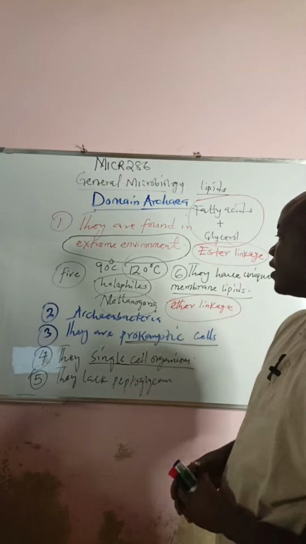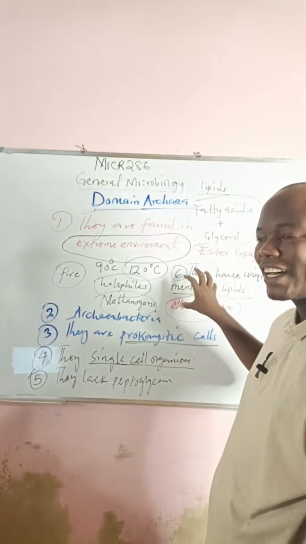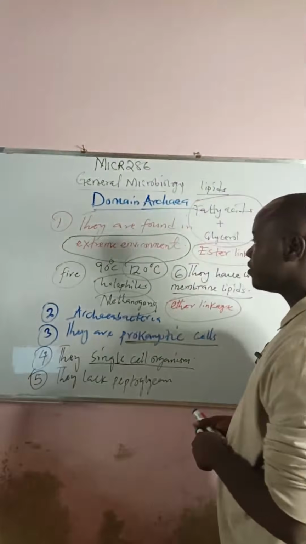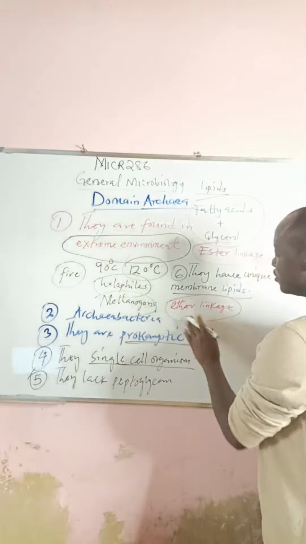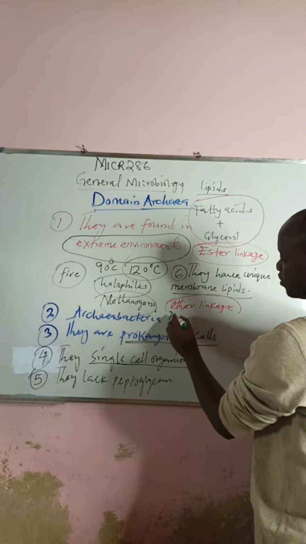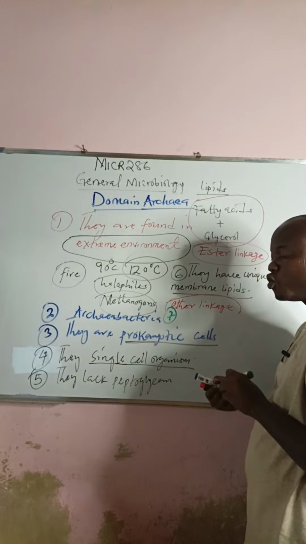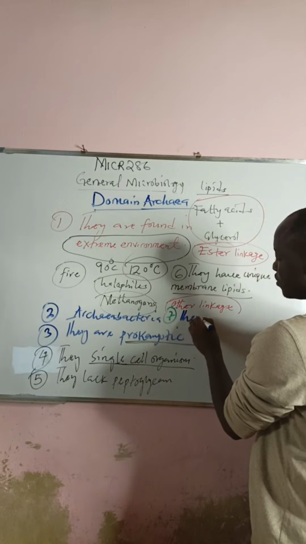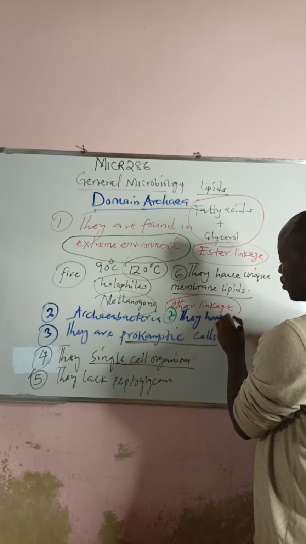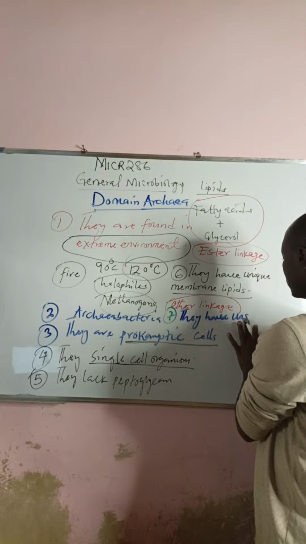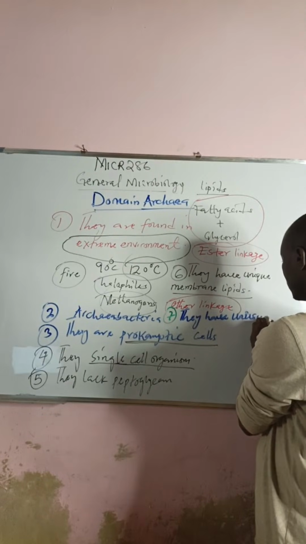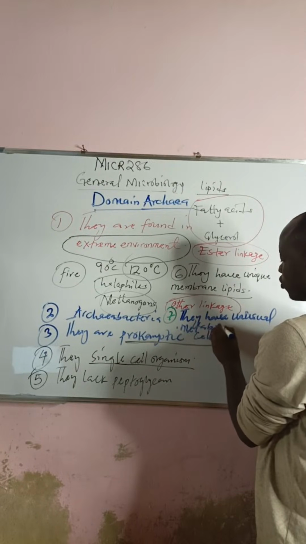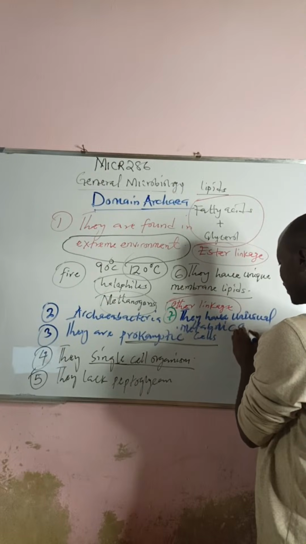So they have ether linkage. So that is the six characteristics of the domain archaea. Then number 7, another characteristic of archaea, they have unusual metabolic activities.